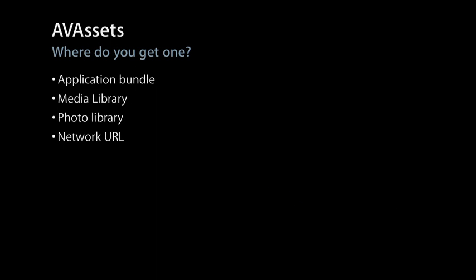Where do you get an asset from? Well, they can be built into your application in its bundle. They can come from either the iPod Media Library or the user's photo library. In these cases, you don't have arbitrary access to the files. You ask the library for a special URL that you can pass to AV Foundation. They can also come from the network as an HTTP URL.